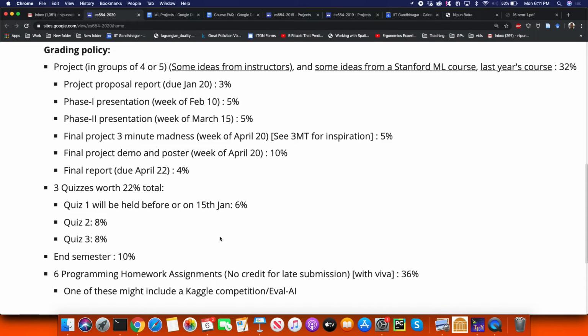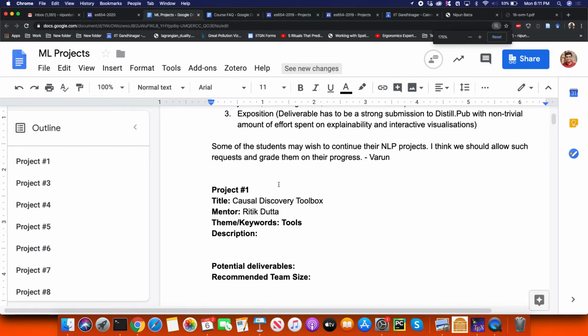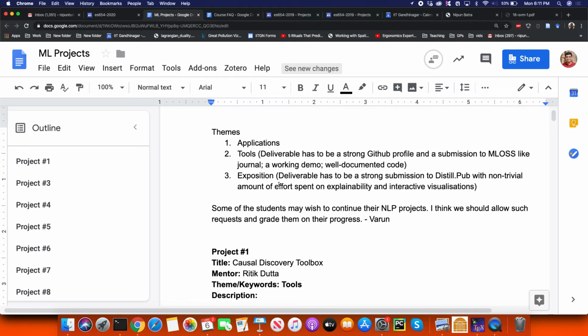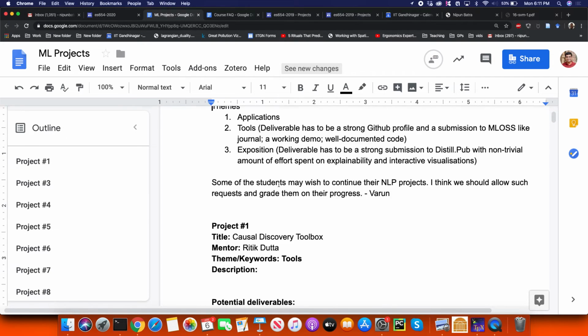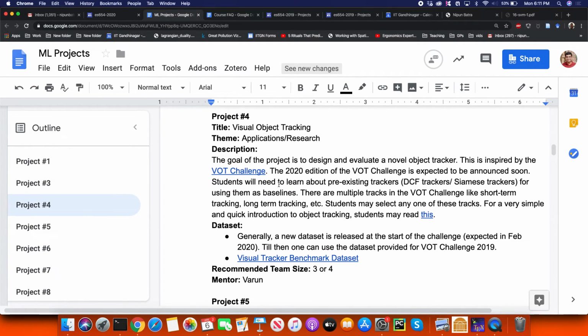In terms of the projects, we have already given some ideas from the teaching staff team. So you can see we have highlighted across 2 different themes. One being applications, the other being some tools. And each of them has a mentor assigned. And they have already defined the description of the projects that you can work on. You should not limit yourself to these projects. If you have better ideas, you can of course come up to the teaching staff and discuss them, and we can have the idea listed there, or we can directly assign you that specific project.